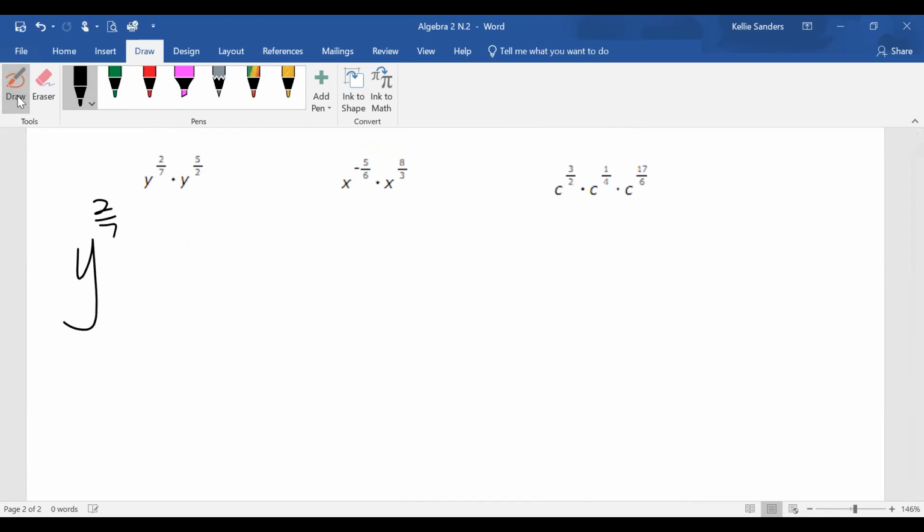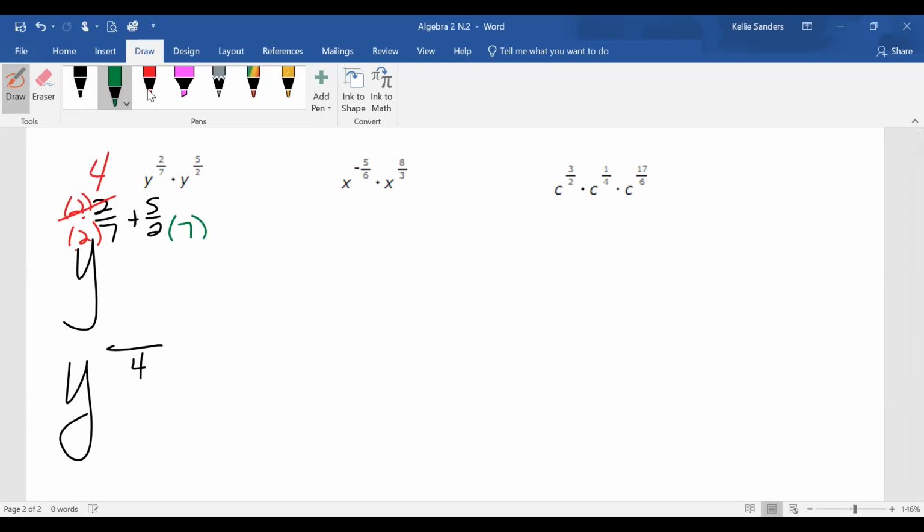Y to the 2/7 plus 5/2. I don't know why I put an equal sign there. You get a common denominator of 14. 2 and 7 go into 14. So what would we multiply 7 by to get 14? 2. So you multiply the top by 2 and get 4. What do you multiply 2 by to get 14? 7. So you multiply the top by 7 and get 35. And 4 plus 35 is 39. And 39/14 does not reduce.